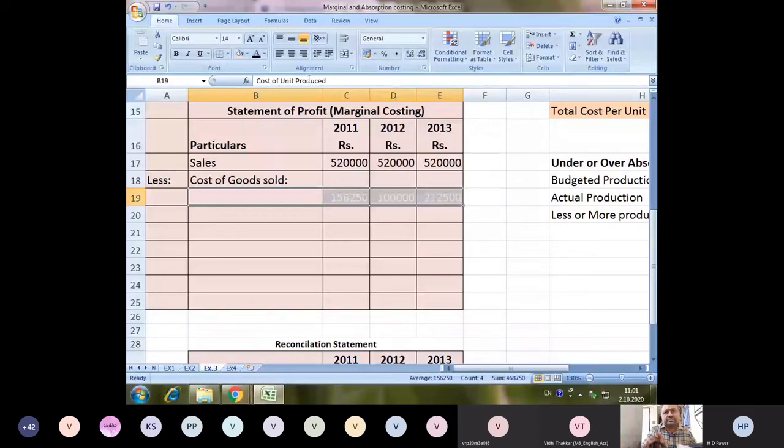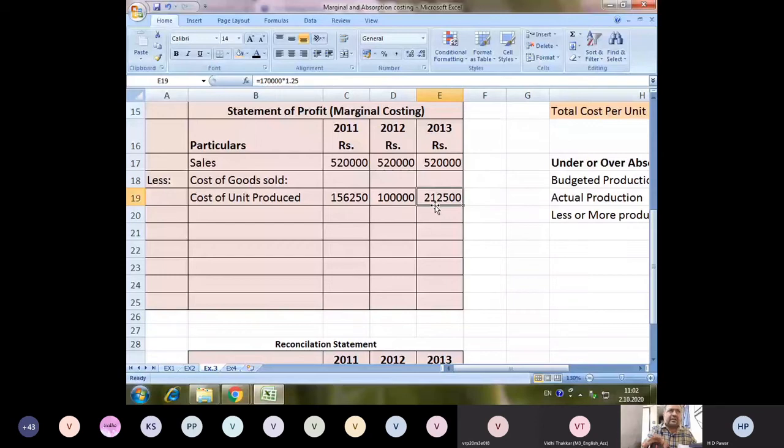Cost of units produced is, okay, number of units of production is given here. This is 1,25,000 into 1.25. This is 80,000 into 1.25. This is 1,70,000 into 1.25. This is cost of production.